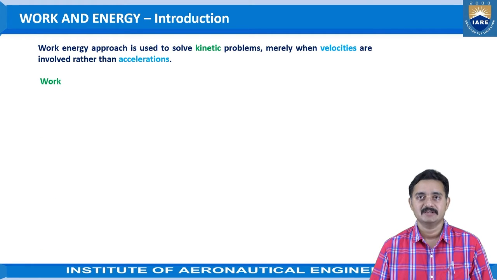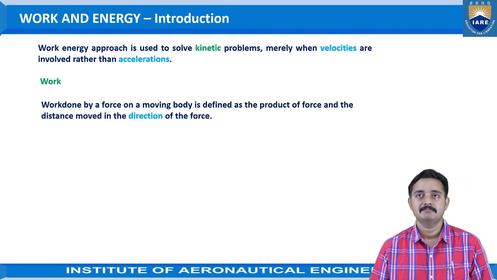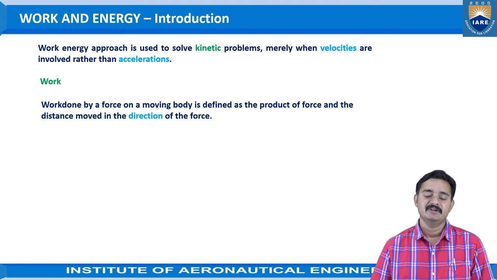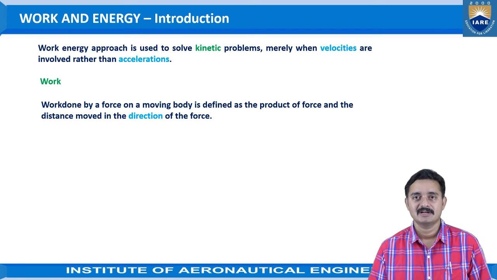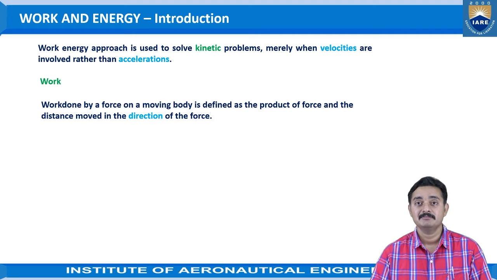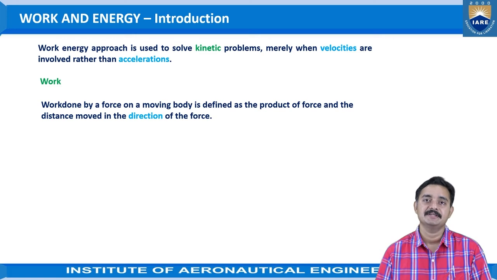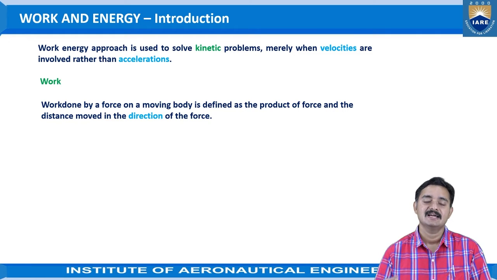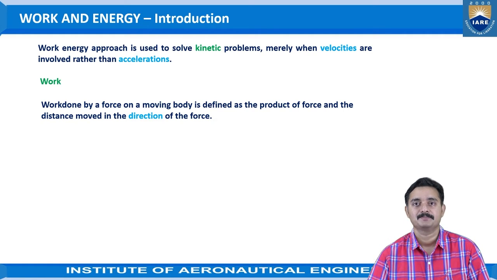First, let us understand what work is. Work done by a force on a moving body is defined as the product of force and the distance moved in the direction of the force. As this definition indicates, whenever a force is applied, the object will be moving, right? So we can say that the work is done because of the application of the force in the system. The quantity of work can be calculated by utilizing the product of force and the distance the object moves in the direction of the force.